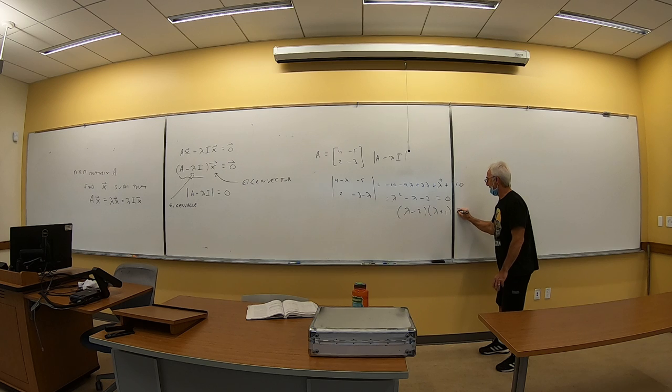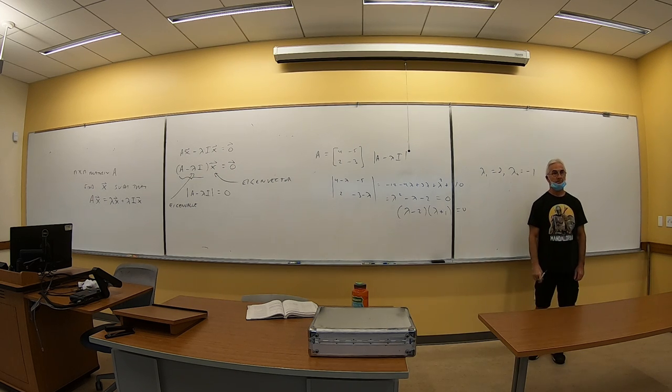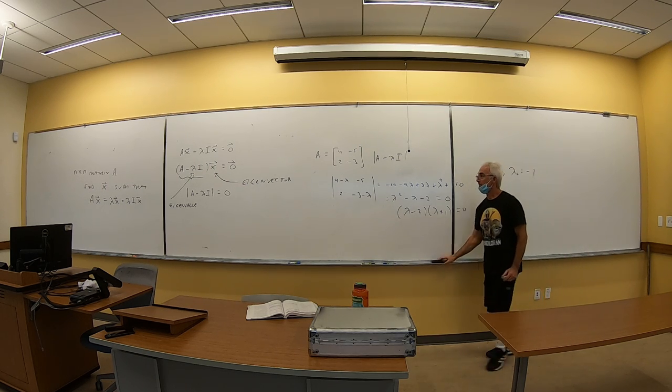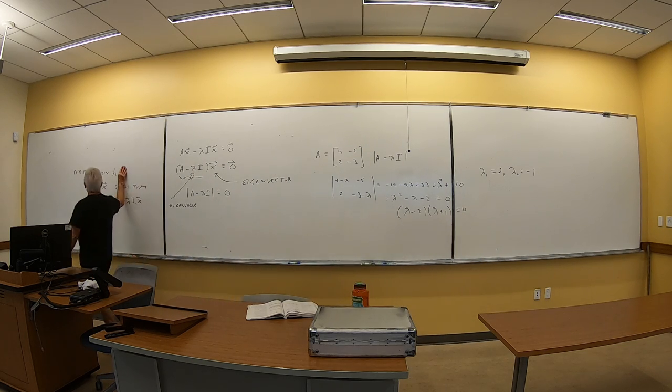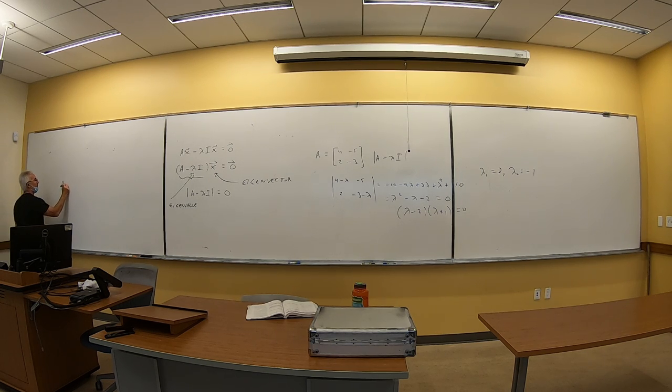So equals 0 where? We'll say lambda 1 is 2 and lambda 2 is negative 1. I'm going to label them because I'm going to work with them one at a time. Now let me go way back over to here. What I need to do next is solve this problem right here. So let's start with the first eigenvalue. I need to solve the problem A minus lambda I, times x equals, in this case, the two-dimensional zero vector.